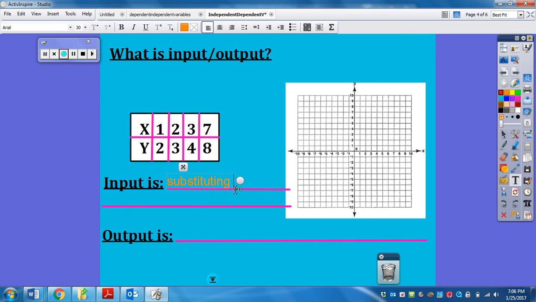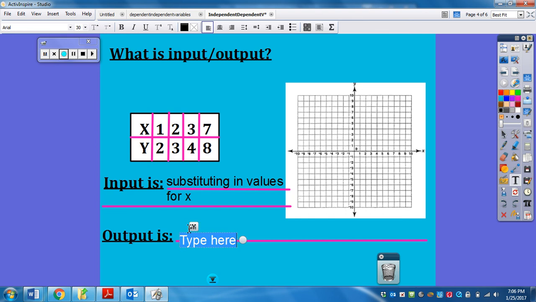That's not a very good color, is it? Let's change that. Input is when you are substituting in your values for x. Don't know why it changed that color there. Sorry, everybody.